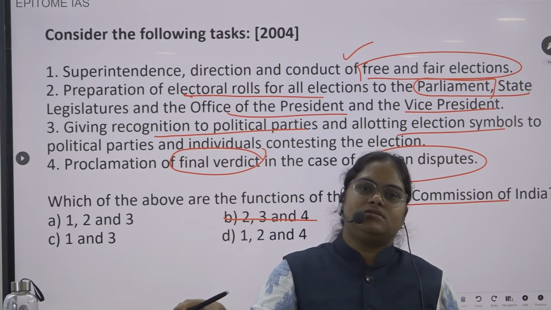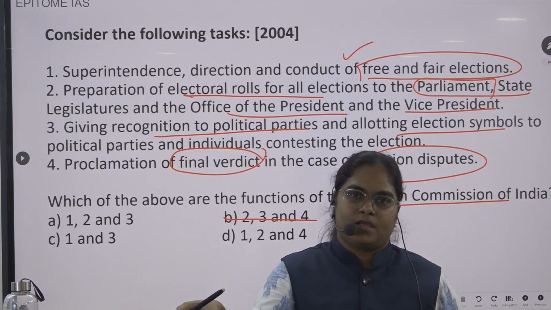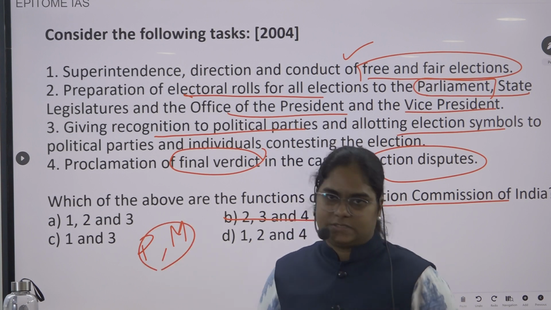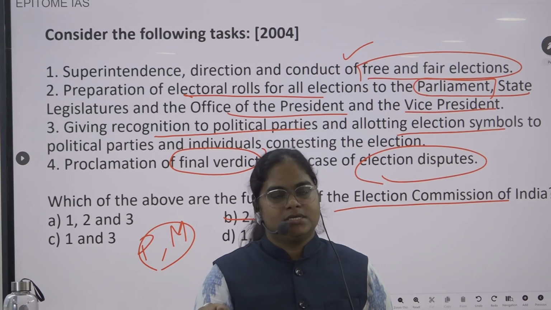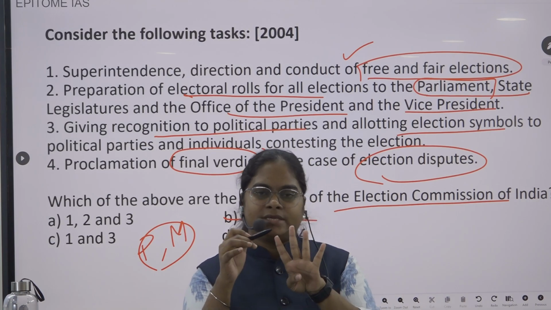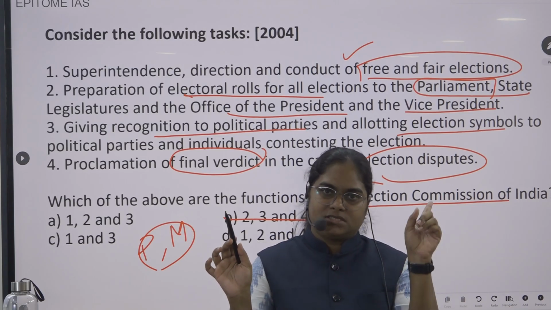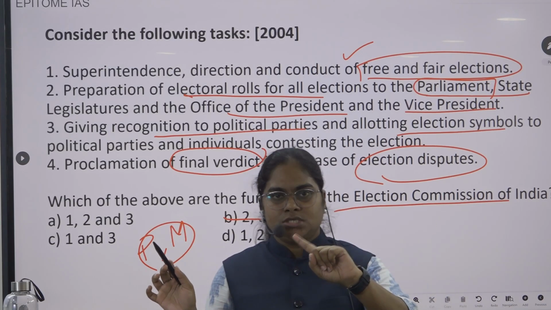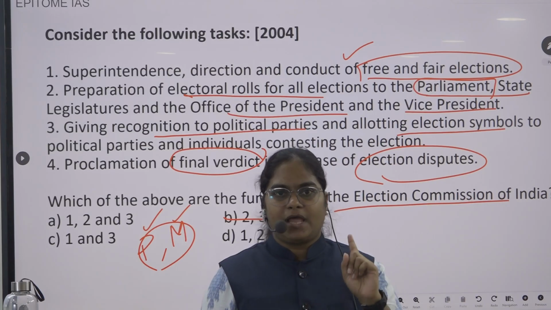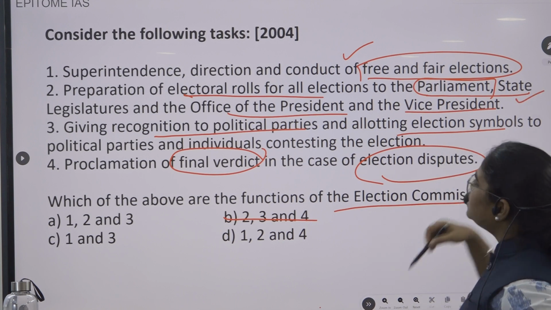Now tell me then, what are the elections which are conducted by the State Election Commission? The elections of panchayats and municipalities, like the local bodies, that is conducted by the State Election Commission. The Election Commission of India has the duty to conduct election for Parliament, State Legislature, President and Vice President. The State Election Commission has the duty to conduct election for panchayats and municipalities, the local bodies. Okay. So this statement is a correct statement.